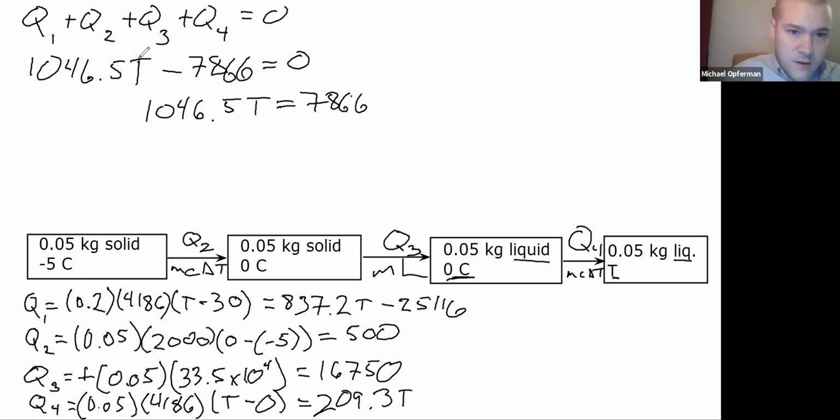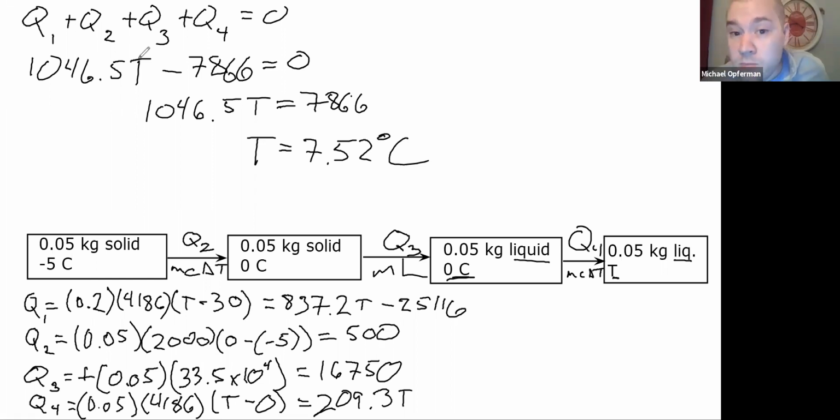Okay, so divide by 1046.5, and I get T equals 7.52 degrees Celsius. And in these problems, you should always take a second at the end of the problem and ask if this makes sense. I should have been able to predict initially that if I am correct, number one, the temperature needs to be above 0 degrees Celsius, because I assumed that it was liquid water. So if it's going to be liquid water, it has to be at least 0 degrees Celsius.